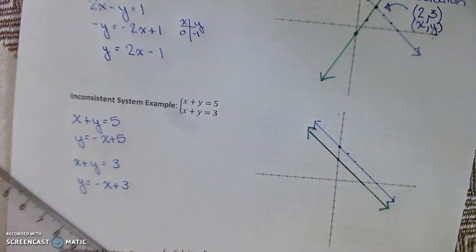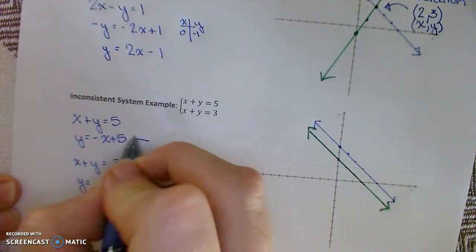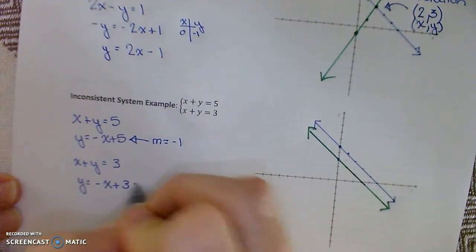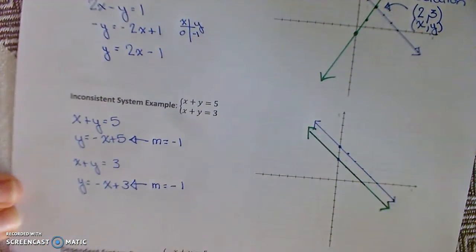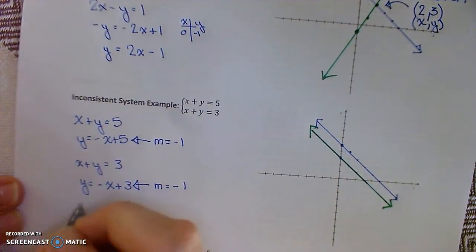So you should notice these two lines are parallel. And we could have seen that by looking at the equations. We see here that we have slope negative 1. And in the second equation, the slope is also negative 1. These two equations have the same slope, so they're parallel.